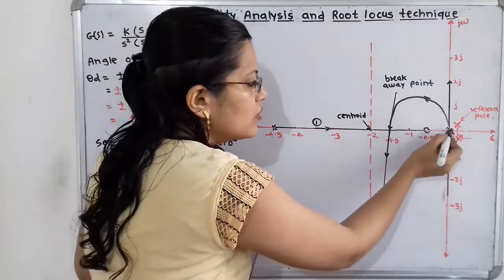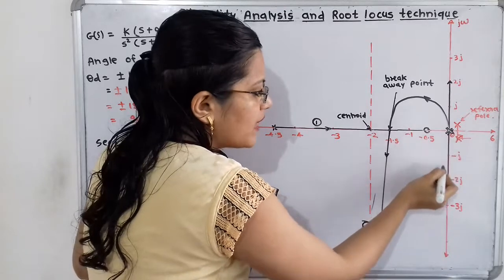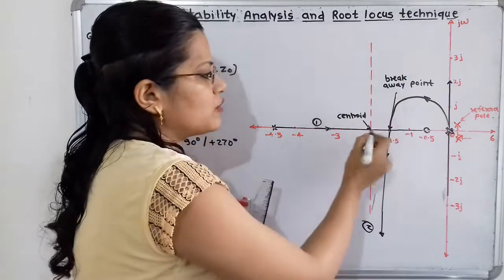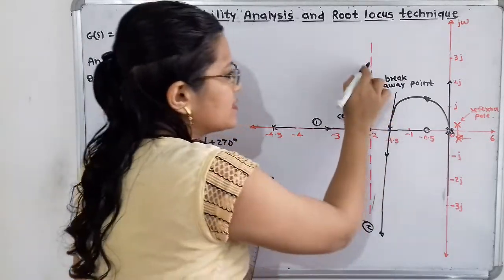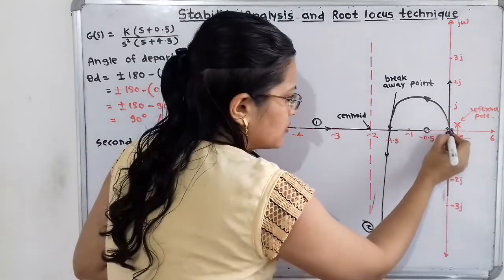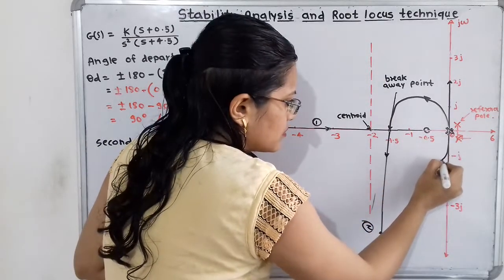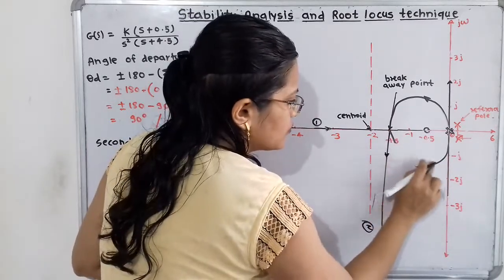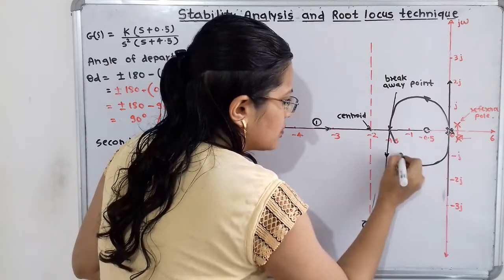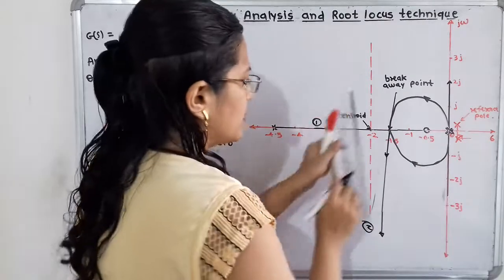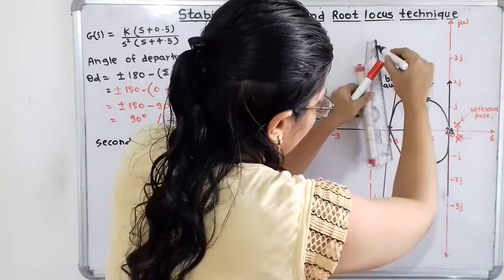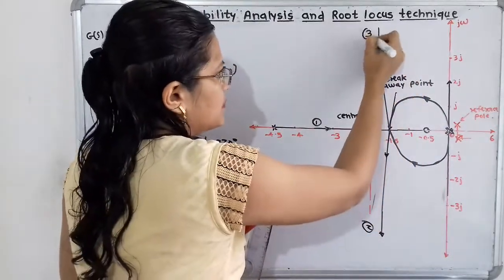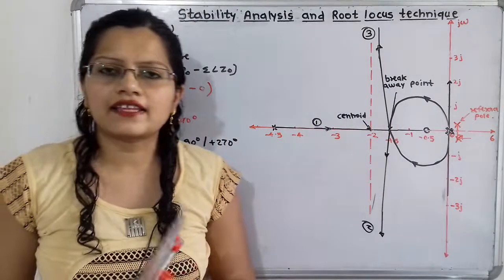So third branch also originates from this pole, move with the angle minus 90 degree and then move towards this breakaway point and terminate to infinity along this asymptote. So this is the first asymptote, this is the second asymptote. So we have to show direction also. And then it will terminate to infinity. We have to show direction. So this is the third branch. So all the three branches are getting completed.